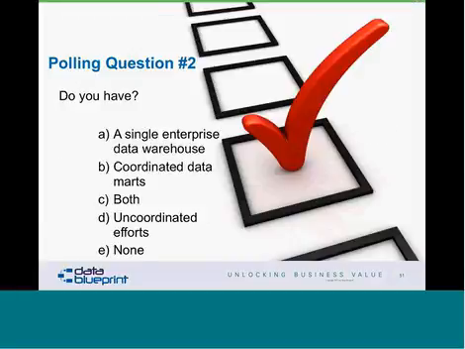So we're moving now to our second polling question. Again, we're interested from your perspective. Do you have a single data warehouse, coordinated marts, both, or are you uncoordinated at this point, or have none of the above? And we'll see how that correlates. We're going to take a quick one-minute break here and let everybody give us some examples.